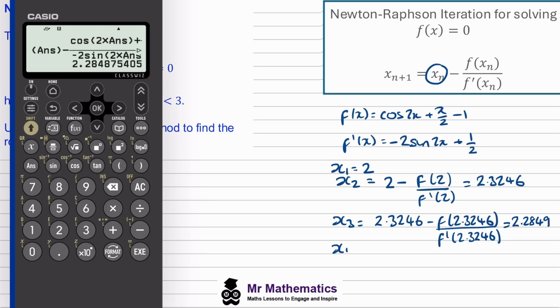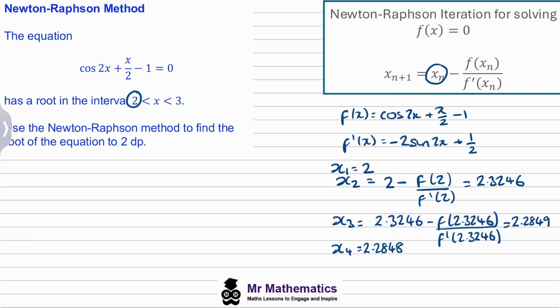So x4, we can use our calculator now. We'll press execute, and we get 2.2848. So you can see, to 2 decimal places, we get the 0.28. So x is approximately 2.28 to 2 dp.